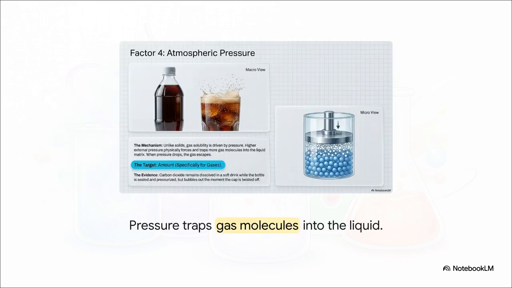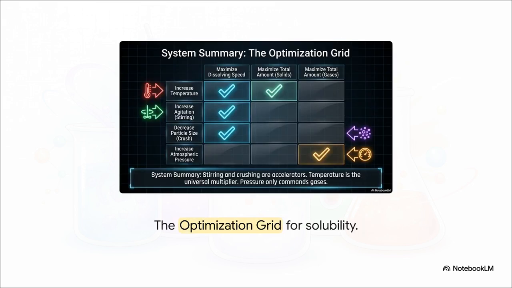But what about dissolving gases, like carbon dioxide? For that, we rely on atmospheric pressure. Unlike solids, gas solubility is driven almost entirely by external pressure, acting like a giant physical piston, trapping those gas molecules forcefully down into the liquid matrix. You see this every time you grab a sealed soda bottle. It holds the dissolved gas perfectly under pressure, but bubbles start escaping the literal second you twist off that cap and the pressure drops.